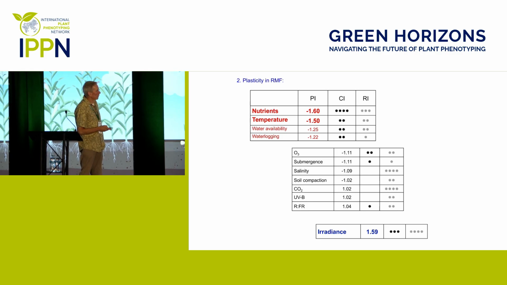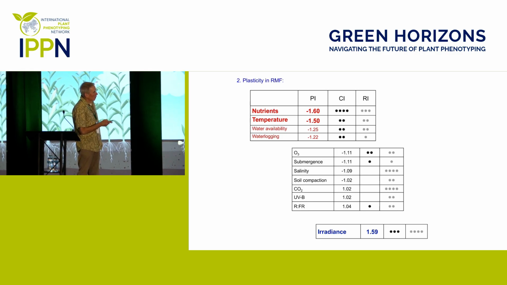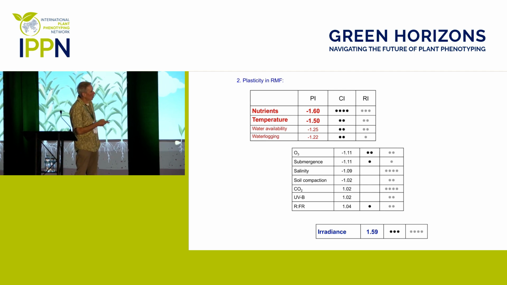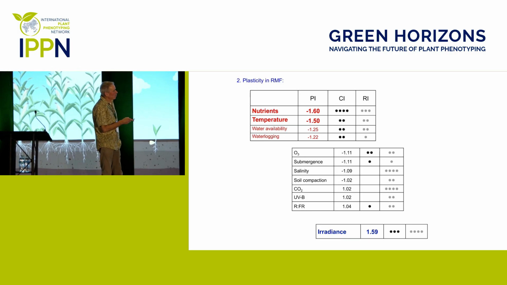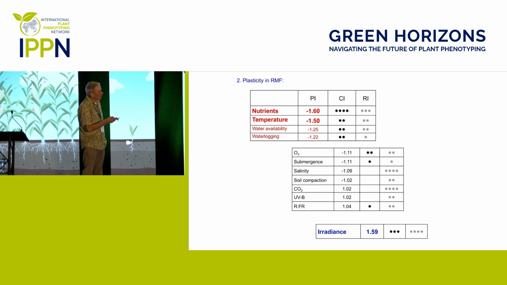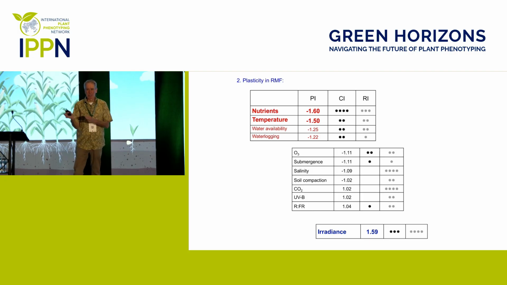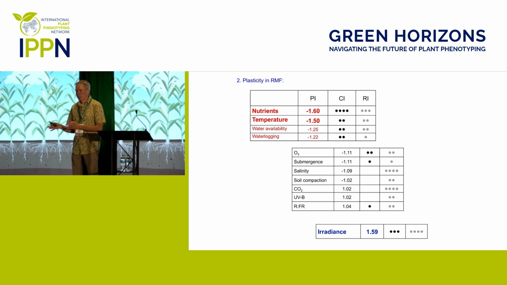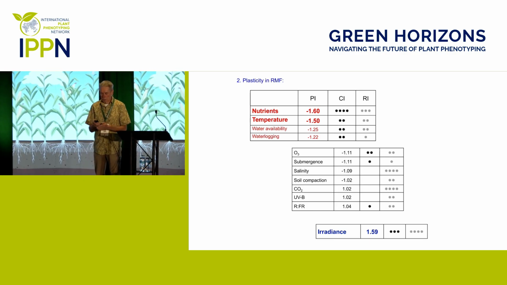And we can list all these things in a table. When there's a minus sign on the plasticity index, it means that with increasing nutrients, the root mass fraction goes down, right? There's more allocation to leaves and stems. So nutrients and temperature are changing strongly. Irradiance is also changing strongly. And the consistency index is high for nutrients and for irradiance, but not so high for the other ones. That means that there are still contrasting responses in the literature, and it may be either because different species respond differently or because something else is happening.